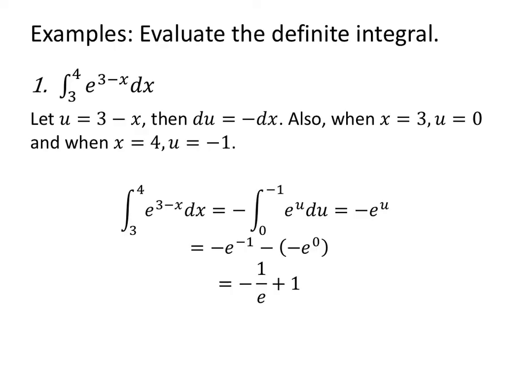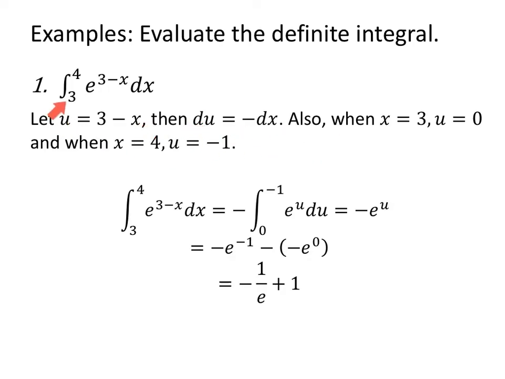For definite integrals, same process. We'll do substitution twice. In definite integrals, we do both of those substitutions up front. With indefinite integrals, we start with a substitution and end with a substitution. So the integral from 3 to 4 of e to the 3 minus x dx, I'm going to let u be the exponent, 3 minus x. Then du is minus dx.